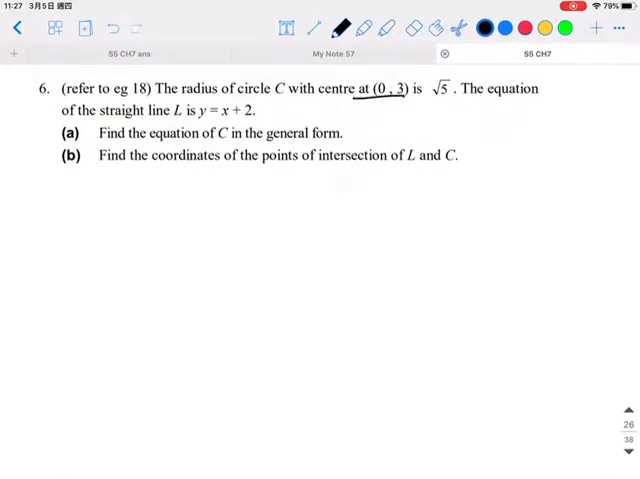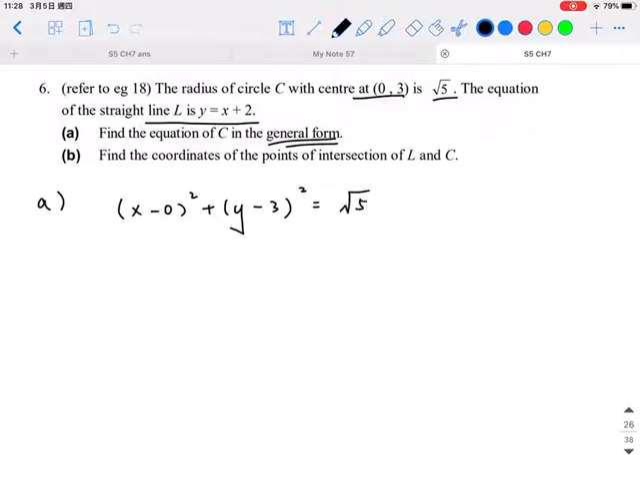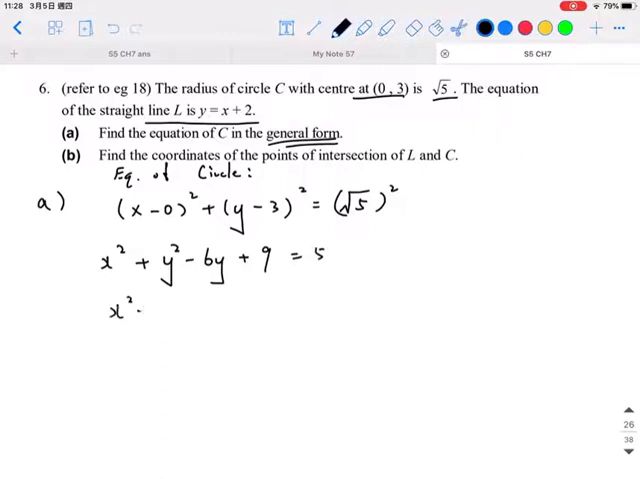And for the last question, question number 6, the circle C has center (0, 3) and the radius is root 5. And the equation of the straight line is this one. So find the equation of C in general form. It's not difficult. It's (x minus 0) squared plus (y minus 3) squared equal to (square root 5) squared. This is the equation of the circle. So after you remove the brackets, it's x squared plus y squared minus 6y plus 9 equal to 5. So x squared plus y squared minus 6y plus 4 equal to 0. This is the general form of the equation of the circle.